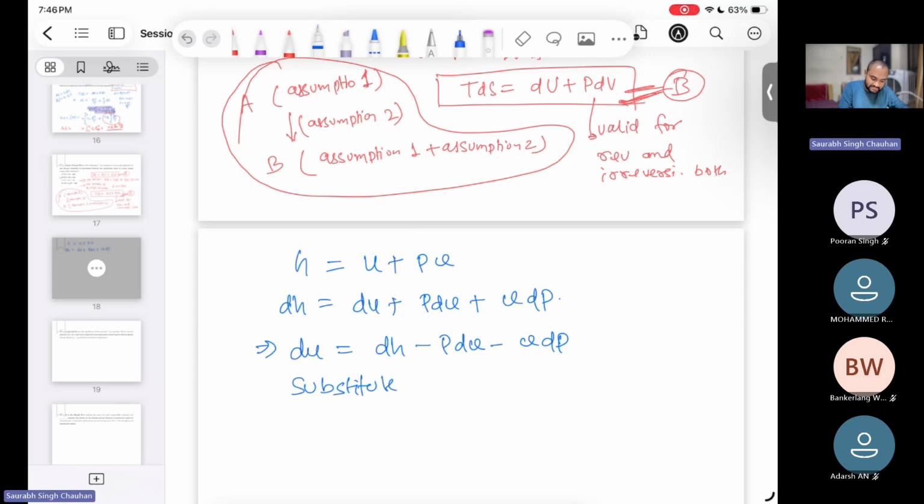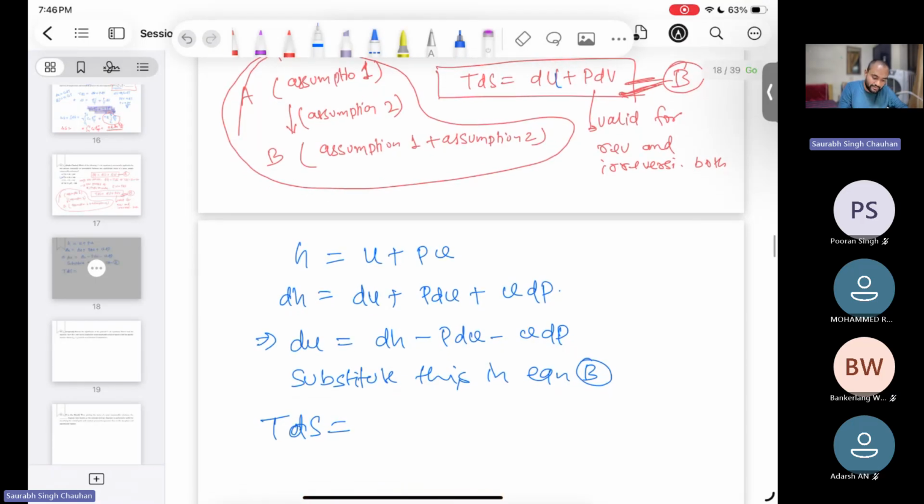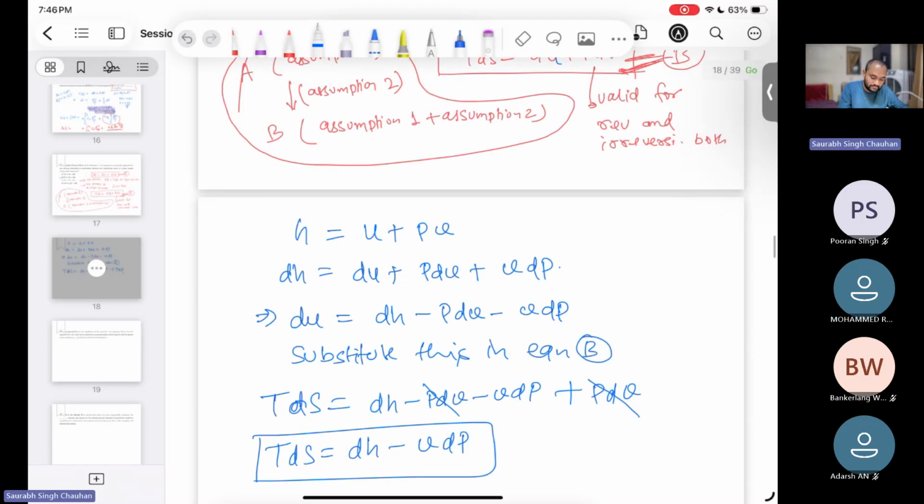dU, this thing, in equation B. What is equation B? Equation B is TdS is equal to dU plus PdV, right? So in the place of dU, you have to keep what? dH minus PdV minus VdP. Okay, then you have plus PdV in equation B. So this PdV and PdV will cancel out, and you will be left with TdS is equal to dH minus VdP. Correct?